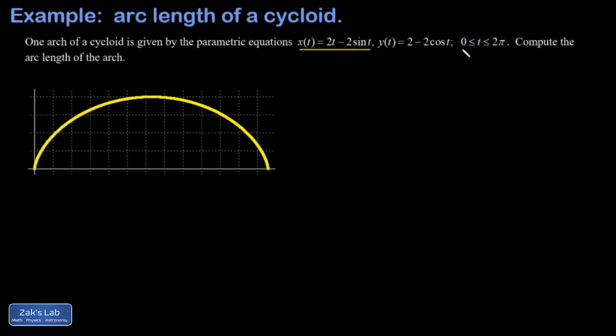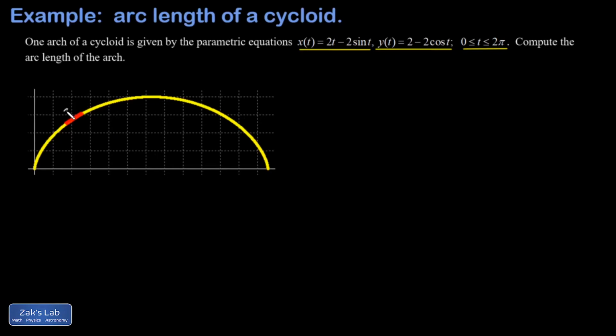x of t is 2t minus 2 sine t, and y of t is 2 minus 2 cosine t, in the interval 0 to 2 pi for the parameter t. That does indeed trace out one full arch of the cycloid function. We're trying to get the arc length here, and the derivation of arc length is so quick in parametric equations that I think it's worth repeating.